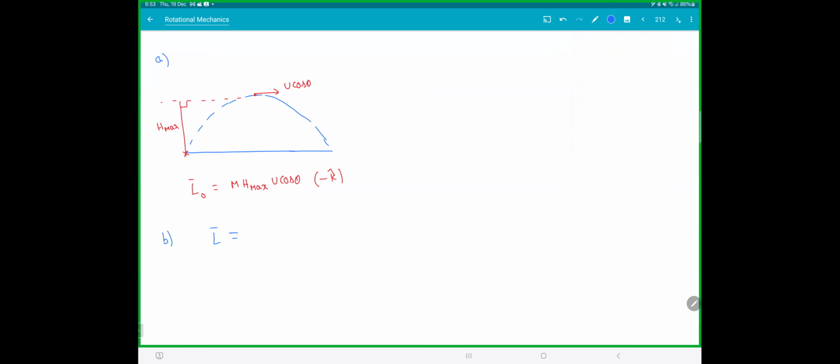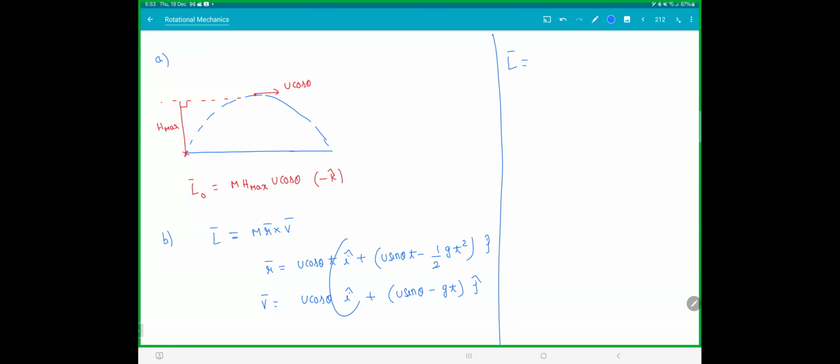L is equal to m r bar cross v bar. You should know your values from kinematics. So what is r bar? Position vector: u cos theta t i cap plus u sin theta t minus half g t square j cap. And v bar is u cos theta i cap plus u sin theta minus g t j cap. There. Once you know this, it is just a matter of cross product.